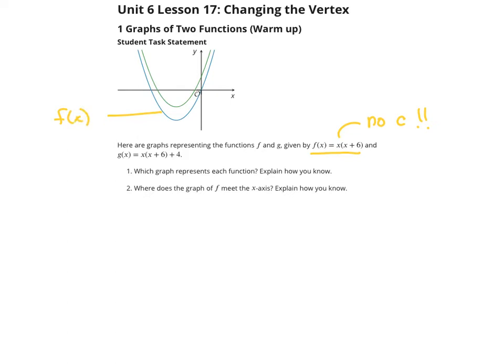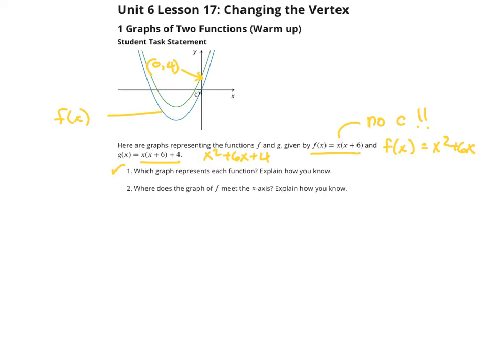I just recognize that. If I distribute that x, I get f of x equals x squared plus 6x. So there's no c term, so it goes through the origin. And then g of x, if I distribute that, I get x squared plus 6x plus 4. So that's the y-intercept right there at 4, (0, 4).